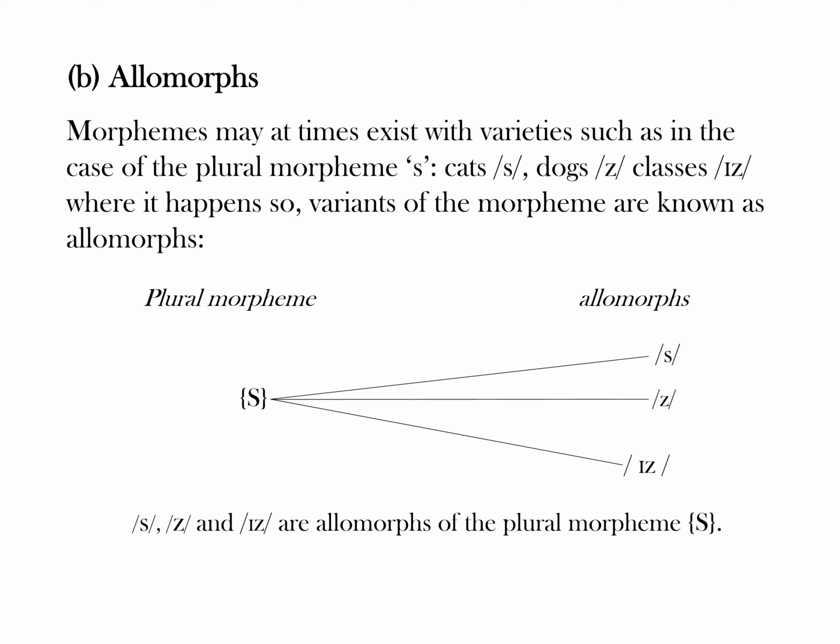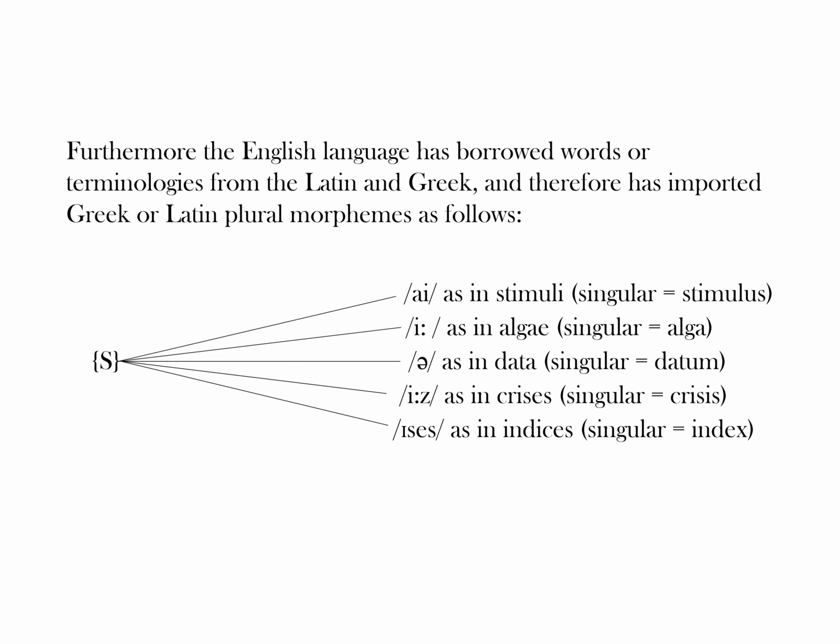The plural morpheme s has allomorphs s, z, and iz. S, z, and iz are allomorphs of the plural morpheme s. Furthermore, the English language has borrowed words or terminologies from the Latin and Greek, and therefore has imported Greek or Latin plural morphemes as follows. The plural morpheme has allomorphs as follows.